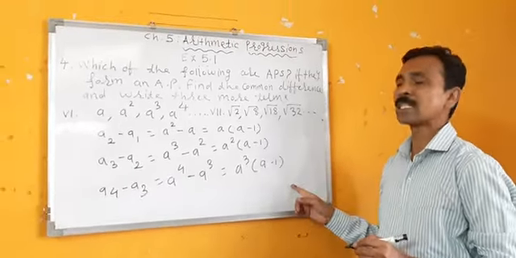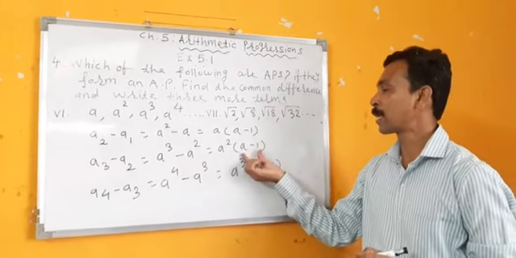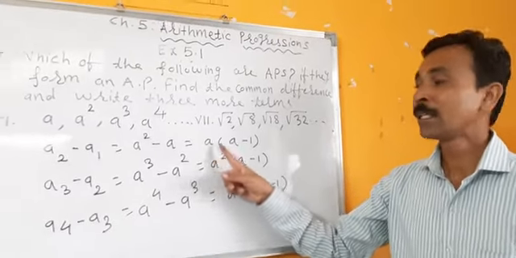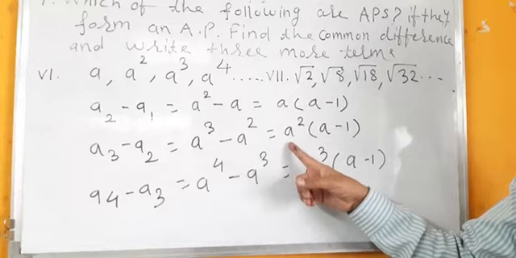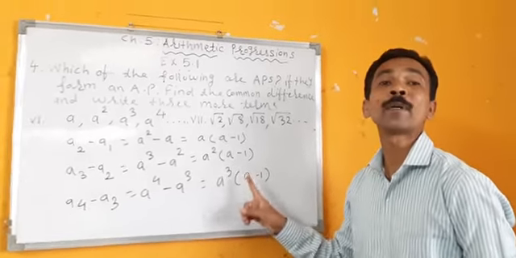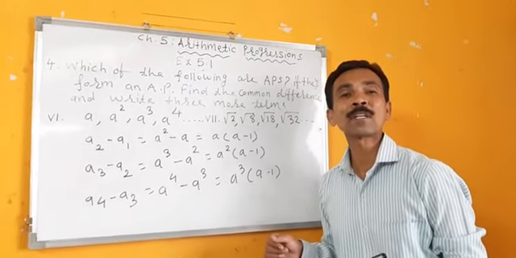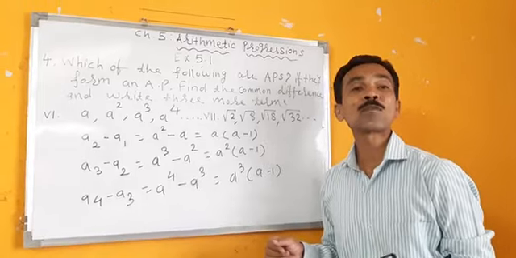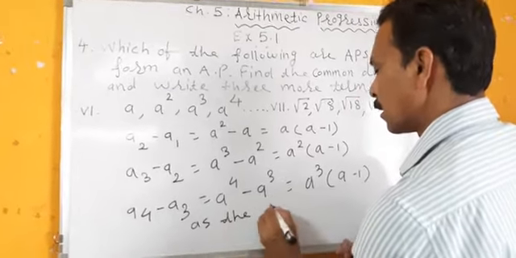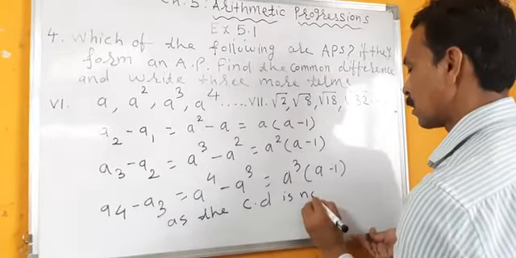Look at the common difference. Are they same? No. Don't see A minus 1, A minus 1, A minus 1 is same here. See here, outside the bracket it is A into A minus 1. In second case it is A square into A minus 1. In third case it is A cube into A minus 1. So common difference is not same. The series does not form an AP. I will write here as the CD, CD means common difference is not same.